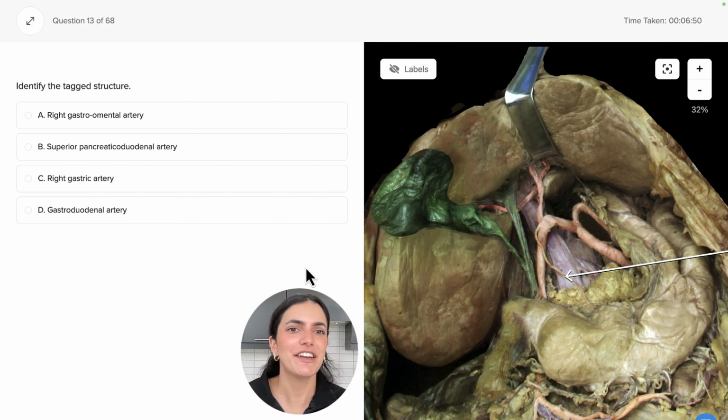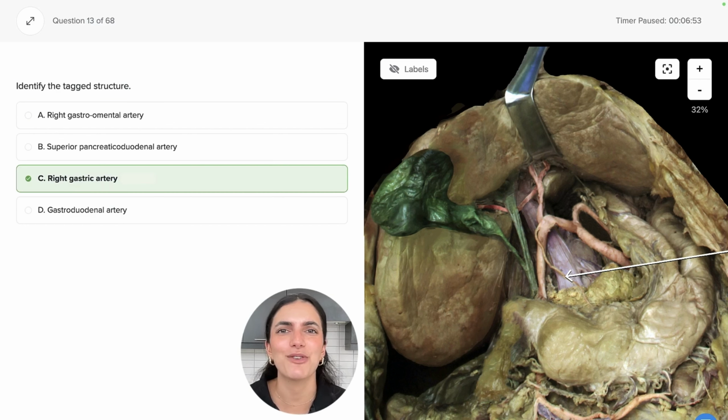So for our question here, identify the tag structure. The tag structure is going to be the right gastric artery.